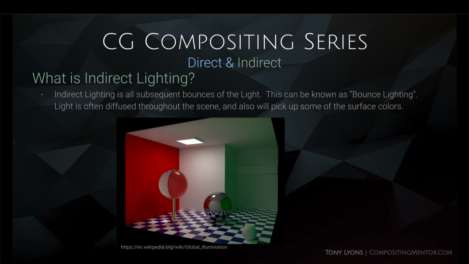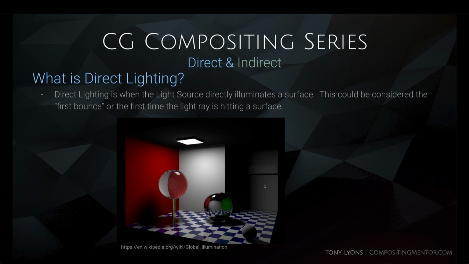So what is indirect lighting? Indirect lighting is all the subsequent bounces of light, all the light bounces that are after the first bounce. This can be simply known as bounce lighting. Light is often diffused throughout the whole scene and will also pick up some of the surface's colors. So you can see in this image, I guess the wall that was transparent on the right side was green. In the previous image, we couldn't see that it was green, but you could see, for example, in this chrome reflection that it's reflecting the green wall that we're seeing through at the moment.